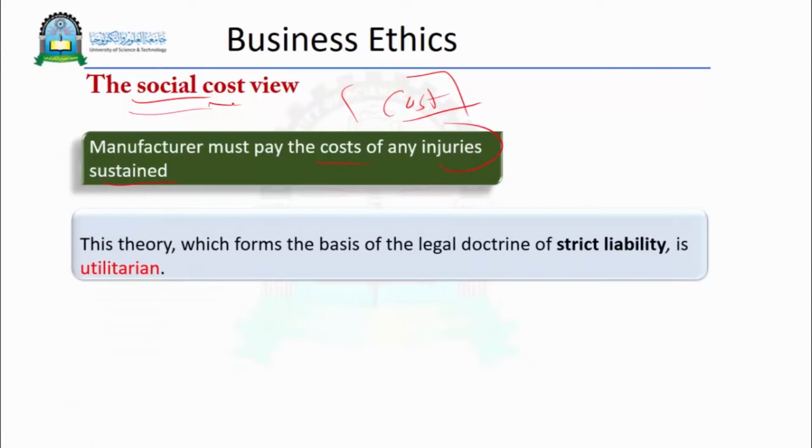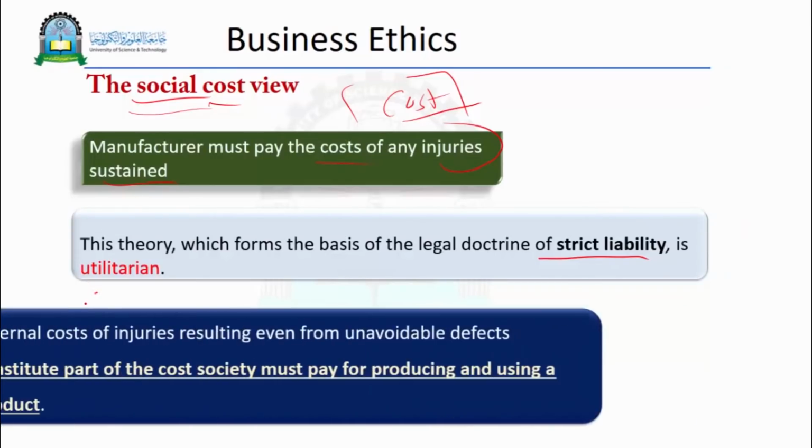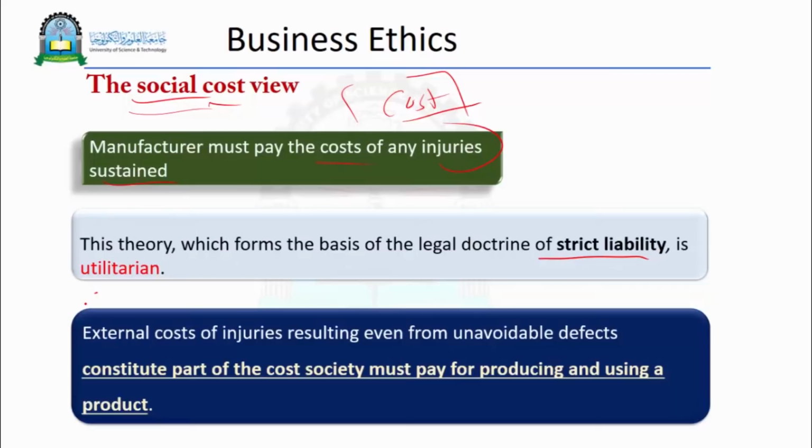This theory, which forms the basis of the legal doctrine of strict liability against companies, is utilitarian. In that view, external costs of injuries, which are not part of the cost of production, resulting even from unavoidable defects, constitute part of the cost society must pay for producing and using a product.